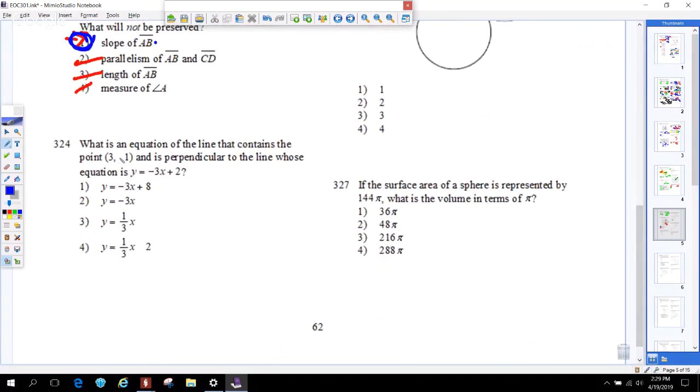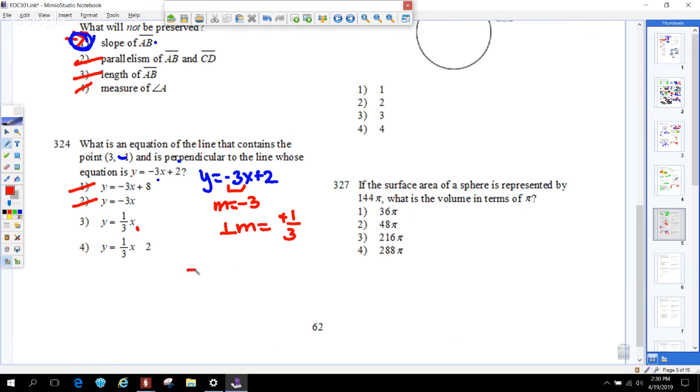324, I'm assuming this is a negative. What is an equation of a line that contains this point and is perpendicular to here? Well, here's our first line that they gave us. So our slope, as we know, is -3. So if our slope is -3, our perpendicular slope has to be positive 1/3 because of the opposite reciprocal. Now, because I know it's positive 1/3, I know it's not choice 2 or 1. I'm not exactly sure what the sign is here. I'm assuming it's a negative, but I'm just going to plug my values into here.